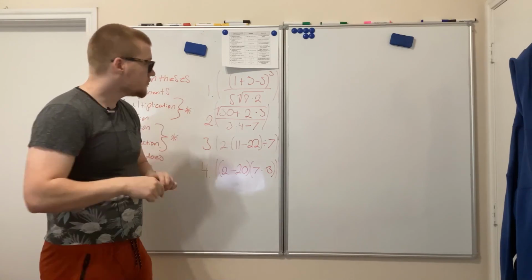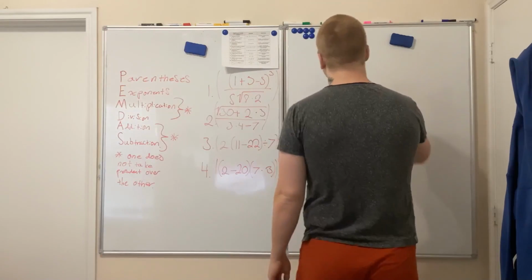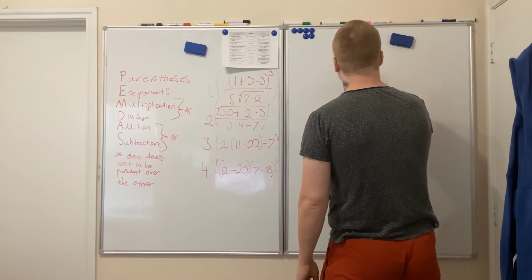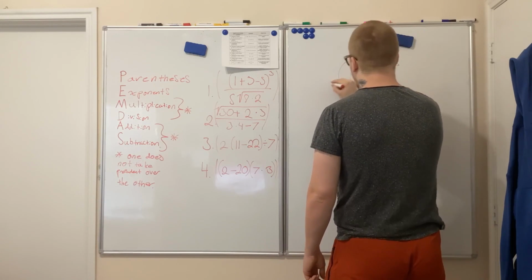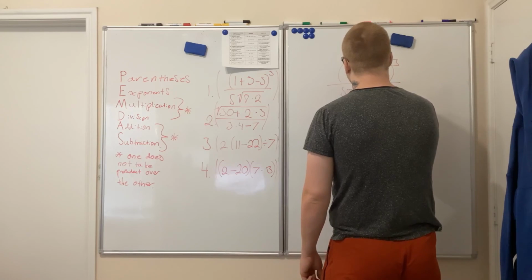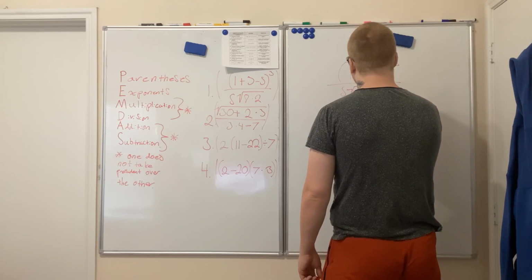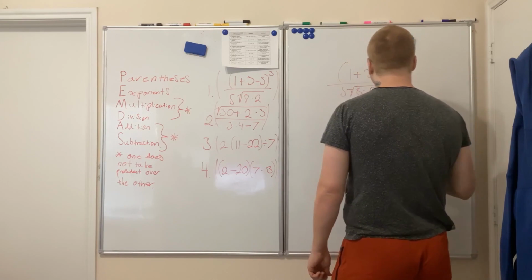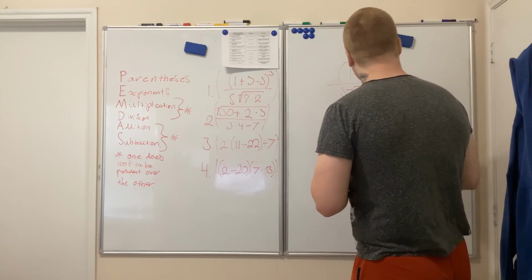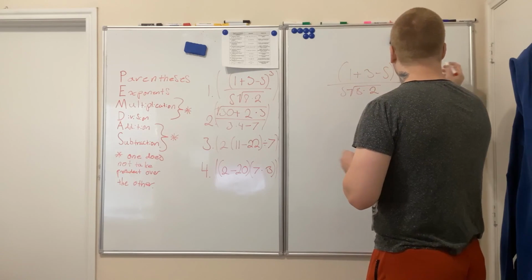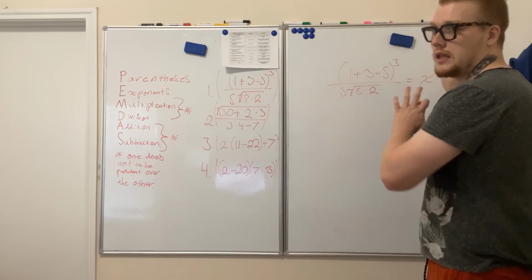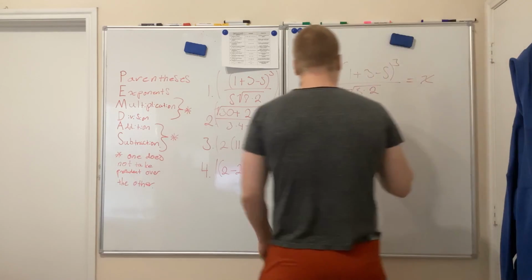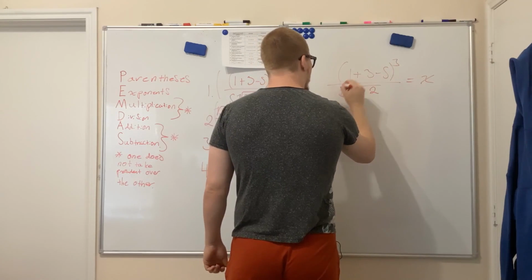Okay, so we have 1 plus 3 minus 5 cubed over 5 square root 8 times 2. Okay, this is going to equal some number we don't know yet. It's going to equal, let's just give it a variable so it looks kind of nice. Okay, so let's move on.